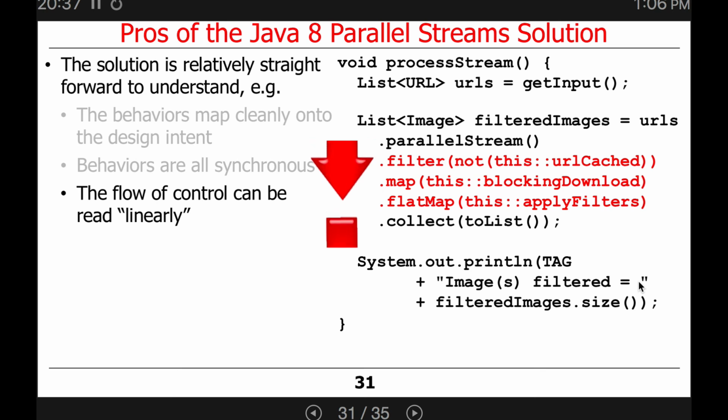And I guess I would also be remiss if I didn't point out that another nice thing about this is that each of the different operations is fairly self-contained. Interestingly enough, they're not entirely stateless. For example, the blocking download creates a file that sits somewhere, and applying the filters goes ahead and creates files. But it's still pretty easy to read it from top to bottom, and the behavior makes sense.